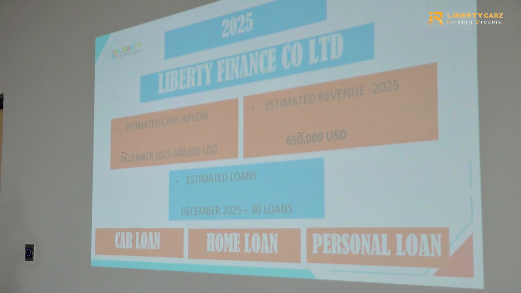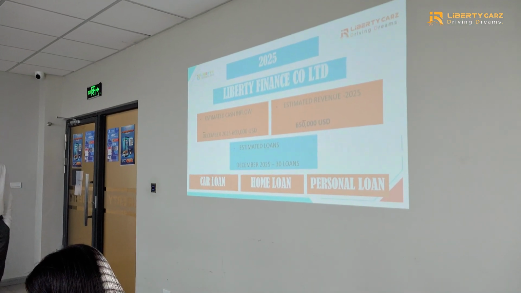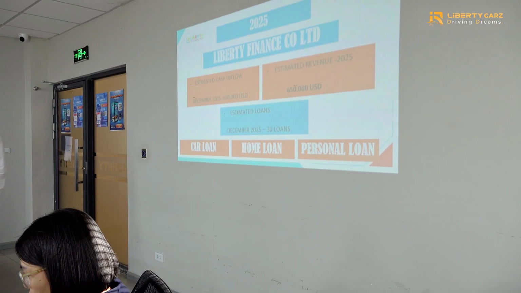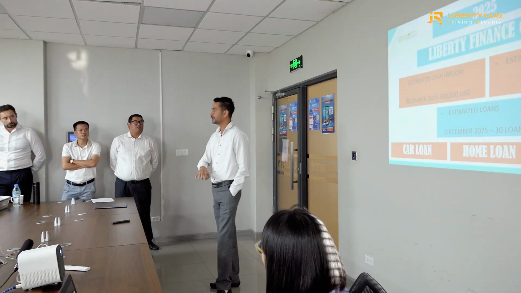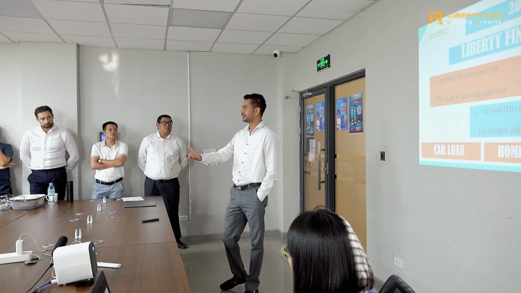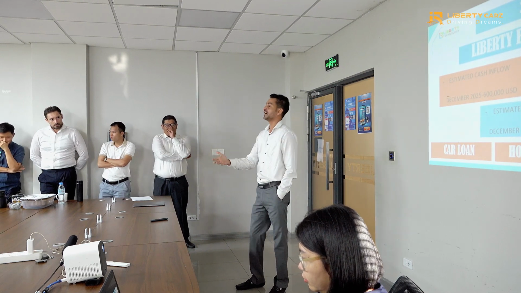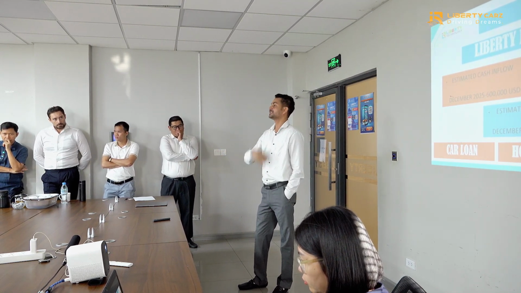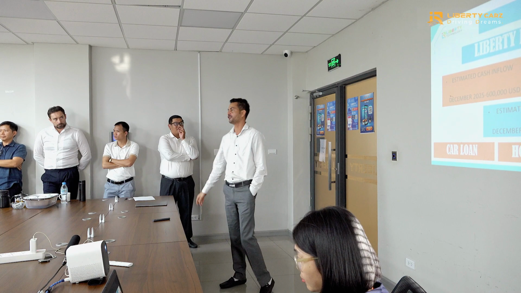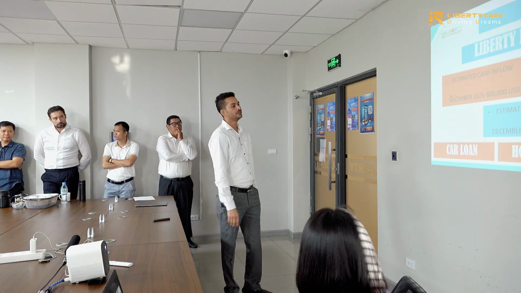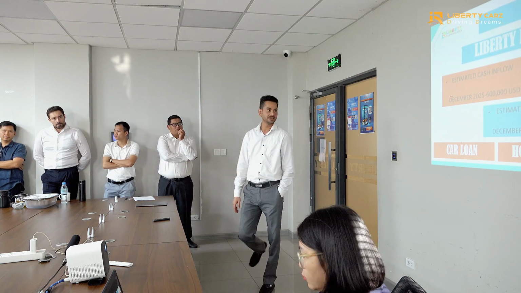So we are going to have a Liberty Finance Co Limited, and the estimated cash inflow in December 2025 is 600,000. I will receive it from my loan amount every month. That is not the interest, that is cash inflow. That money you can invest every month. In December I have 600,000, in January I have 650,000 to invest again in the loans. And my estimated revenue will be 650,000 in 2025. The estimated loans will be around 30 loans every month, to give a minimum of 30 loans every month.